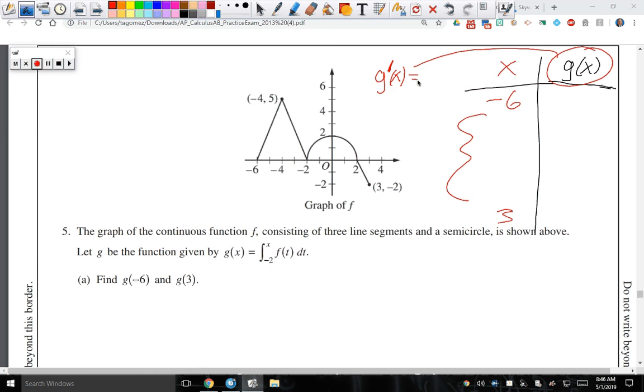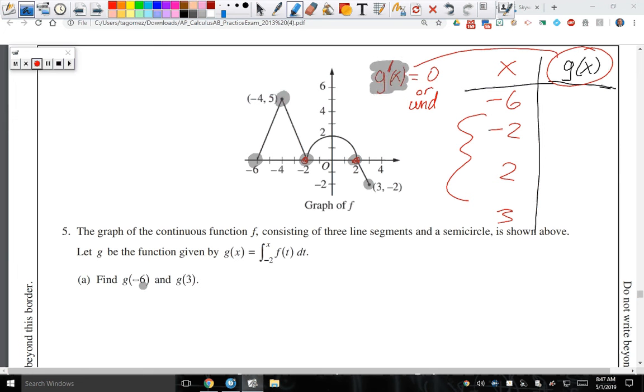Okay? So now, for all the in-betweens, we need to find where G prime equals what? 0 or undefined. On this graph, where does G prime of x equal 0? -2 and 2. Guys, do you see on this graph where it's undefined? Some people say this. Why would they say that? Because they're looking at cusps, they're looking at endpoints.